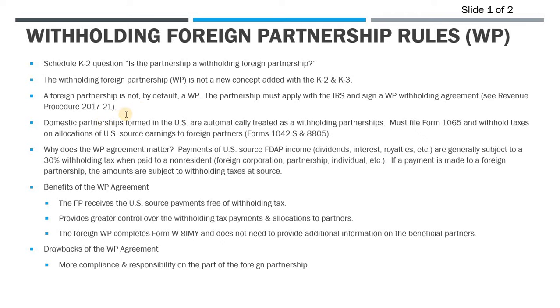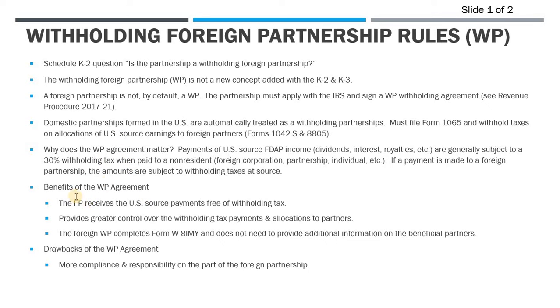So where does the withholding partnership agreement come into play? If a foreign partnership signs a withholding partnership agreement, it takes on similar responsibilities to the domestic partnerships. So now, any payments of U.S. source FDAP income or other types of ECI allocated to the foreign partnership, the foreign partnership receives that income free of withholding tax, and then they allocate it amongst their partners, withhold the appropriate amount of tax, and make all the payments and filings to the IRS.